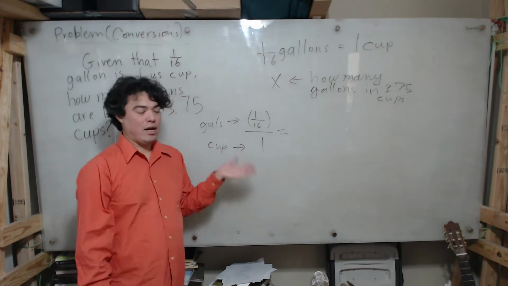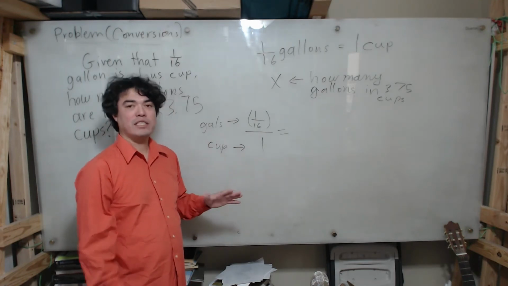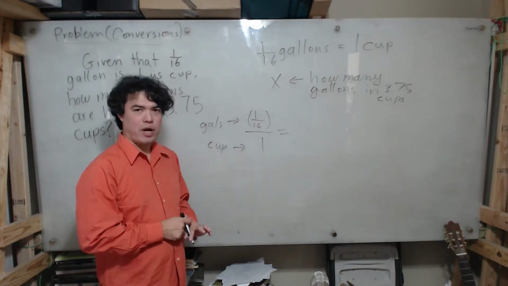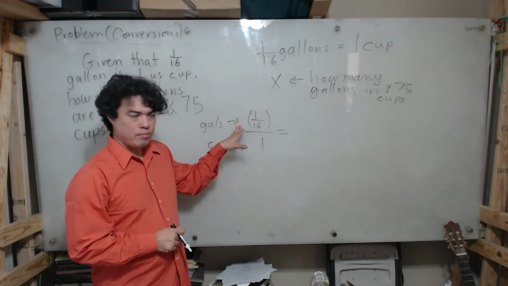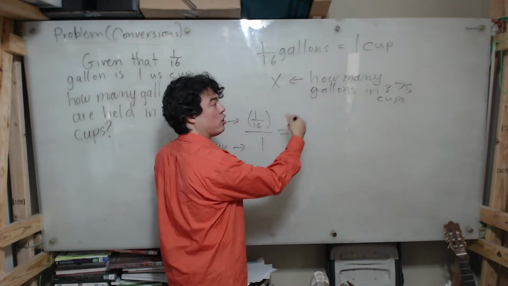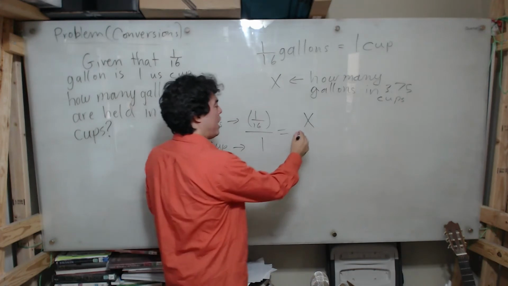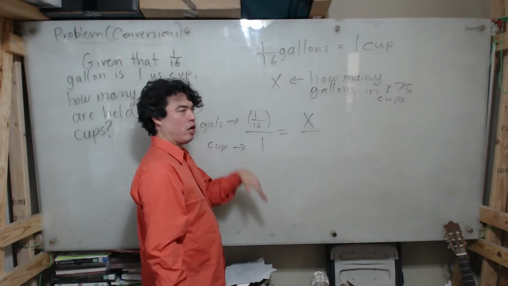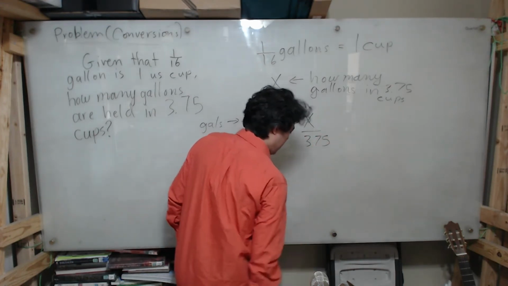And I know I might sound like a broken record, but I want to make sure that I always say it this way so that you completely internalize it, so you don't even have to think about it once you practice these enough. If I put gallons on the left on top, I'm going to put gallons on the right on top. So here X is the number of gallons we want to find. And if I put cups on the left on the bottom, I'm going to put cups on the right on the bottom also.